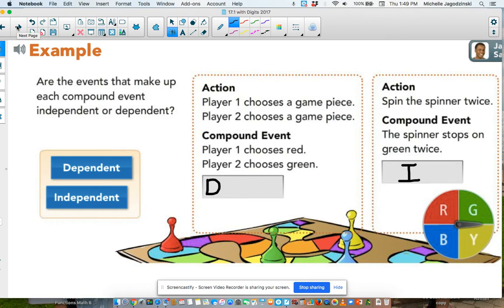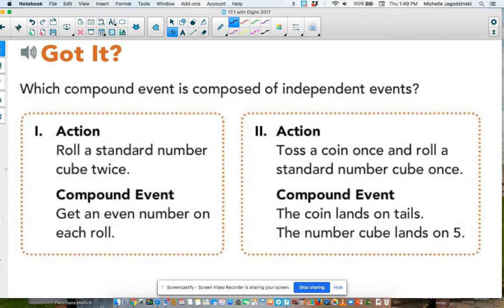Let's look at the question that's in your book on page 433. It wants to know which compound event is composed of independent events. So question 1 says, roll a standard number cube twice. And the compound event that I'm looking for is to get an even number on both rolls. So get even and then even again. Will my first roll have any impact on what the second roll will be? Think about it. When you roll a die, if you roll the dice and you get a 5, does that 5 impact what your next answer is going to be on your dice? And the answer to that is no. This is independent. Okay, so number 1 is independent.